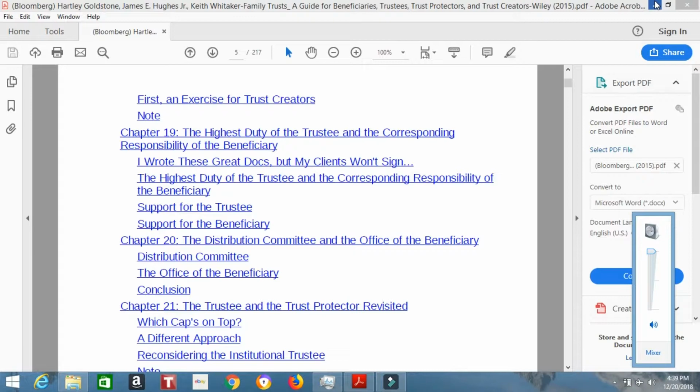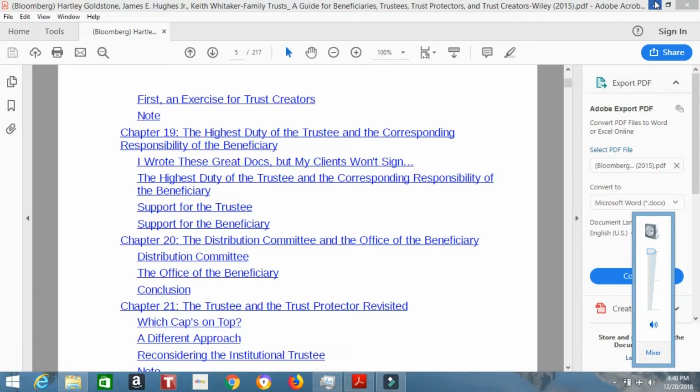Note. Chapter 19, The Highest Duty of the Trustee and the Corresponding Responsibility of the Beneficiary. I wrote these great docs, but my clients won't sign. The highest duty of the trustee and the corresponding responsibility of the beneficiary. Support for the trustee. Support for the beneficiary. Chapter 20, The Distribution Committee and the Office of the Beneficiary. Distribution Committee. The Office of the Beneficiary.